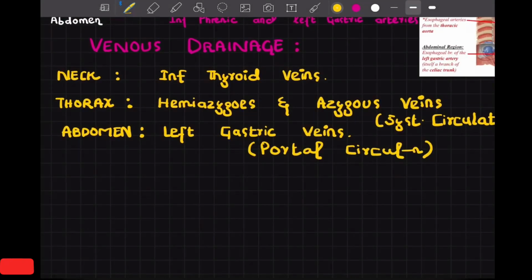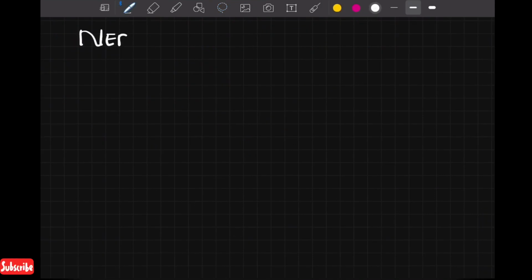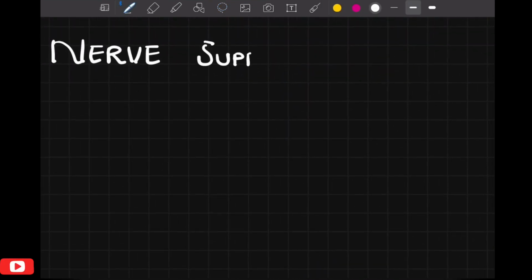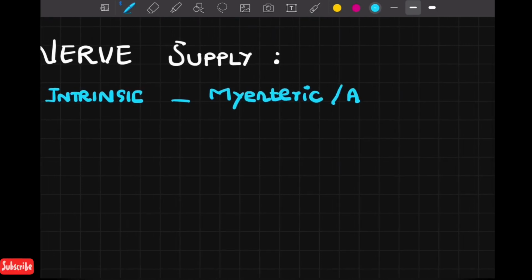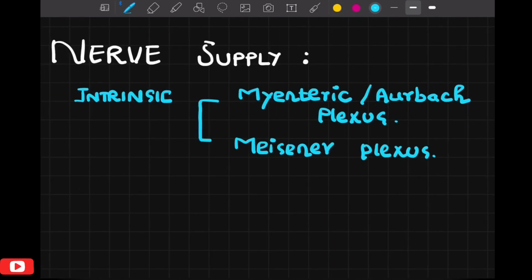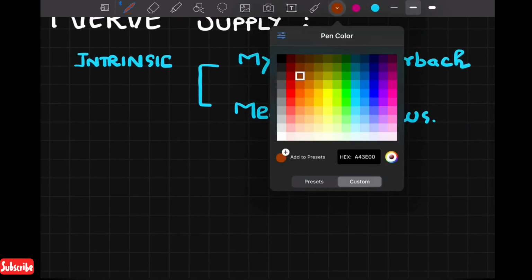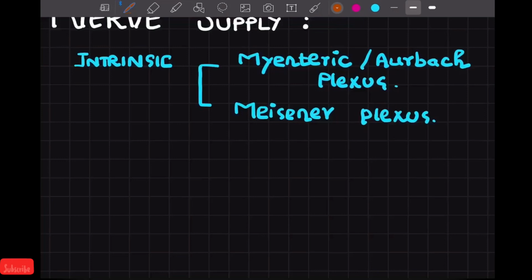Now let us talk about the nerve supply of the esophagus. The esophagus has both intrinsic as well as extrinsic nerve supply. The intrinsic nerve supply is via the myenteric and the Meissner plexuses. The myenteric plexus is also known as the Auerbach plexus, and it is found between the circular and the longitudinal muscle layer of the muscularis propria. The function of this plexus is peristalsis. The Meissner plexus, as you know, is found in the submucosa. The extrinsic supply of the esophagus is via the vagus nerve.